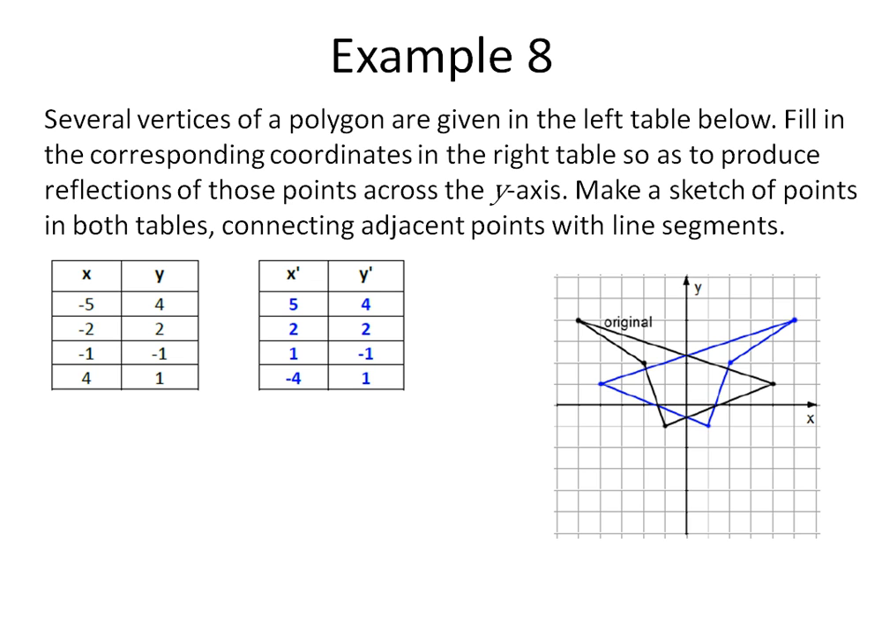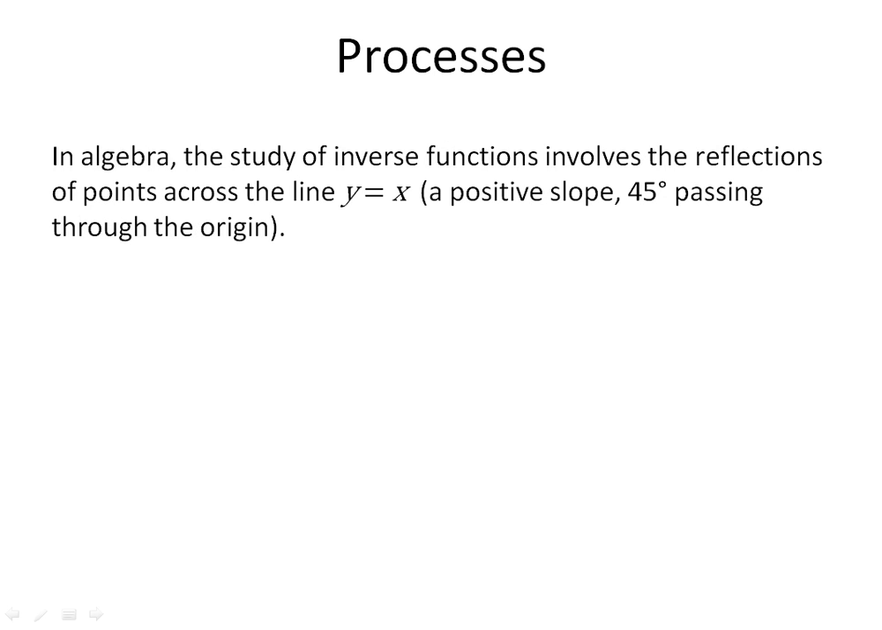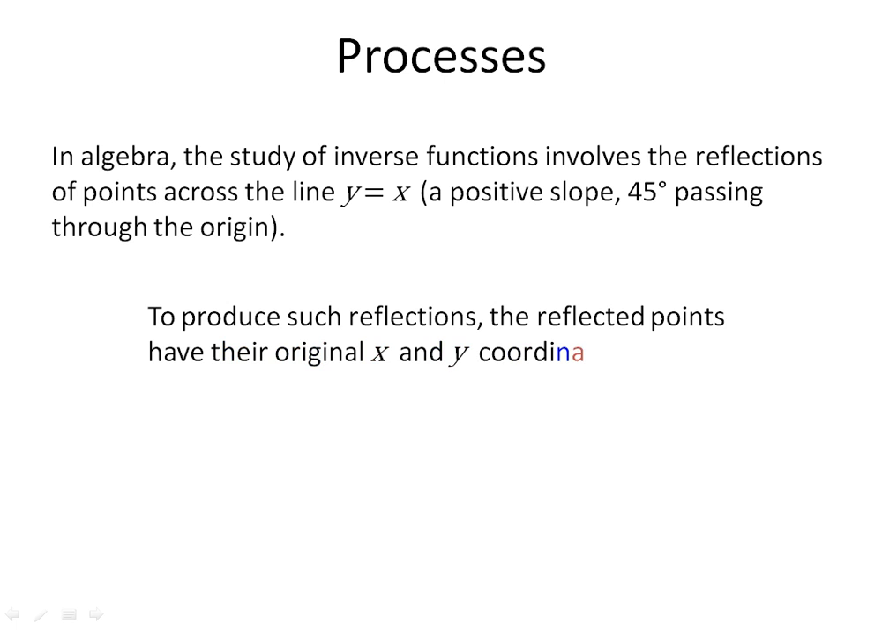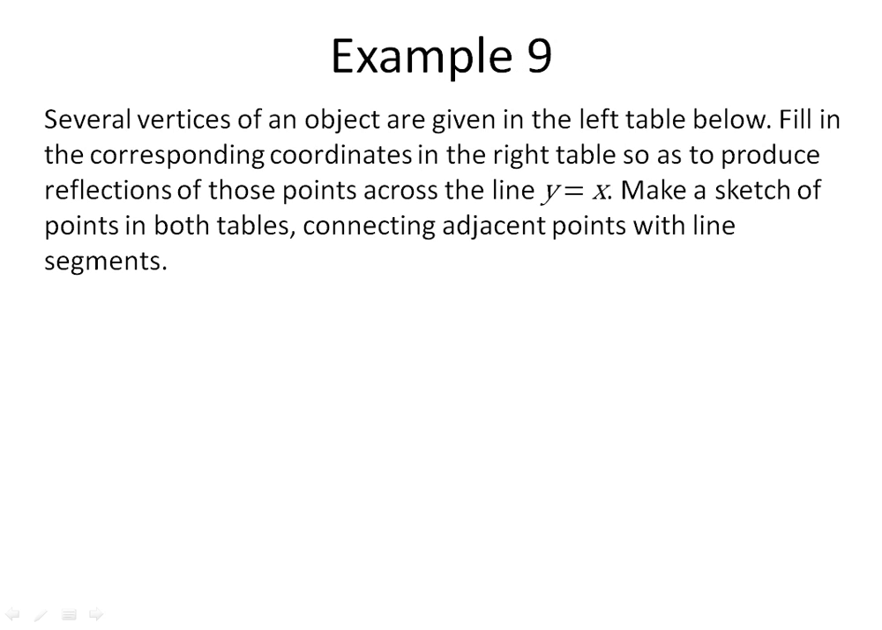Okay, those are two of the common things that they have you do. Another common thing that they like for you to do is reflect things across the line y equals x, which is a positive slope, 45-degree line passing through the origin. To do this, we just change the order. What was x and y to begin with become y and x on the other side. So you just flip the coordinates, and that will give it to you.